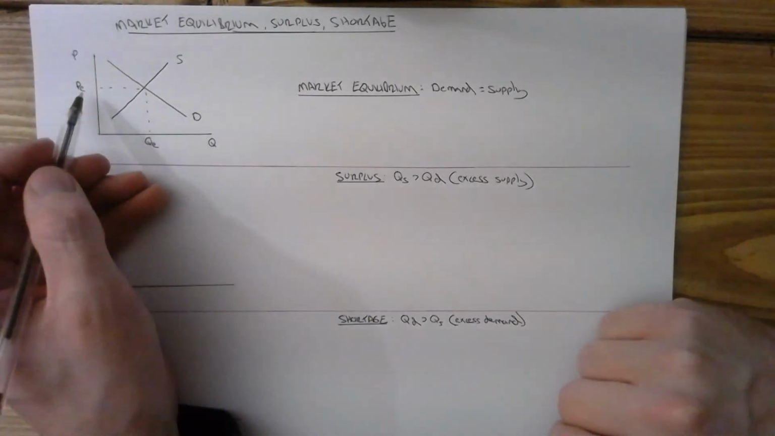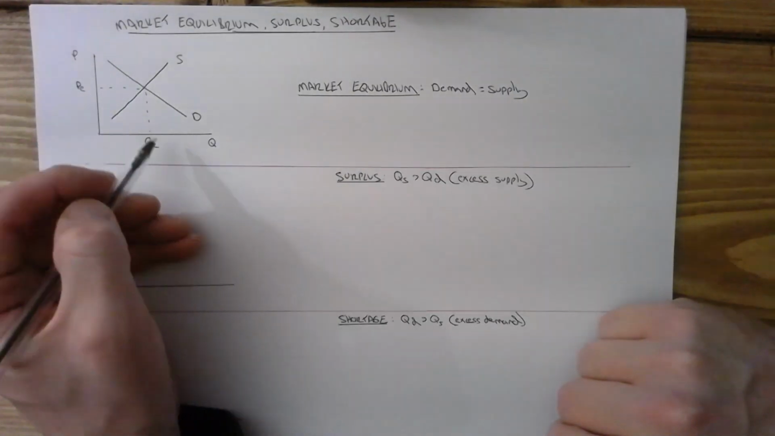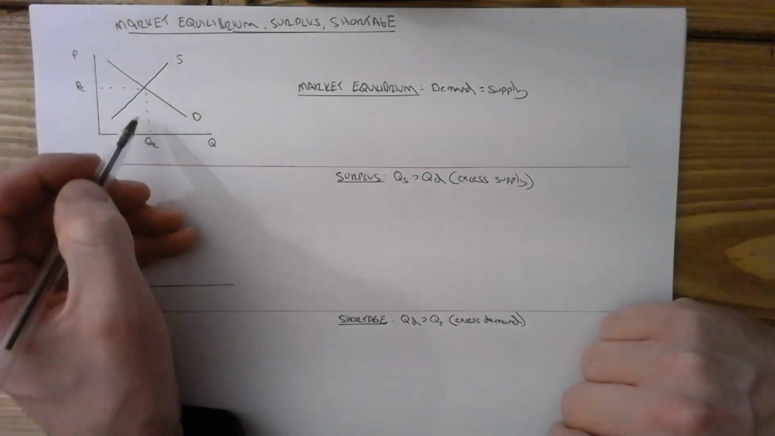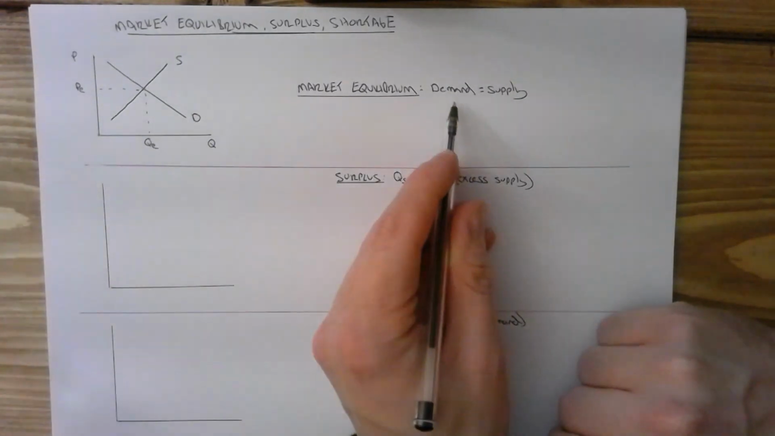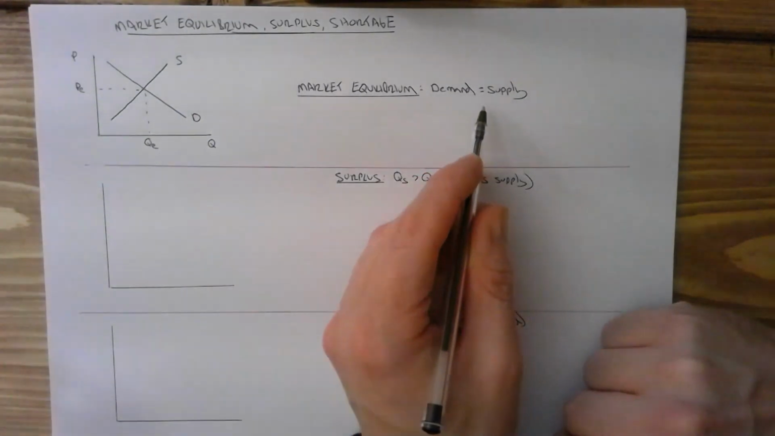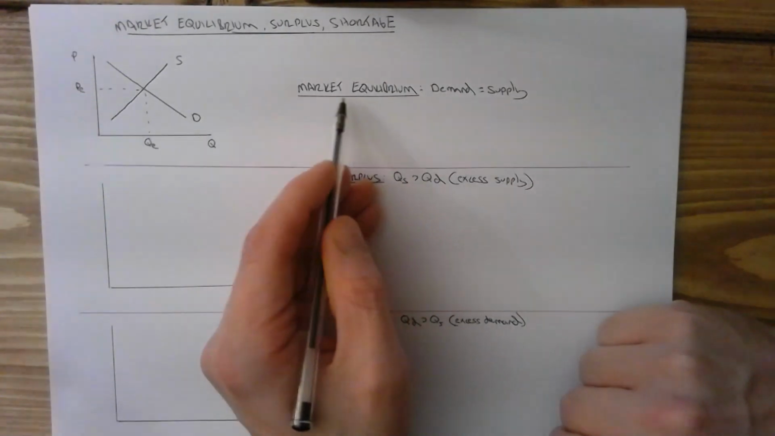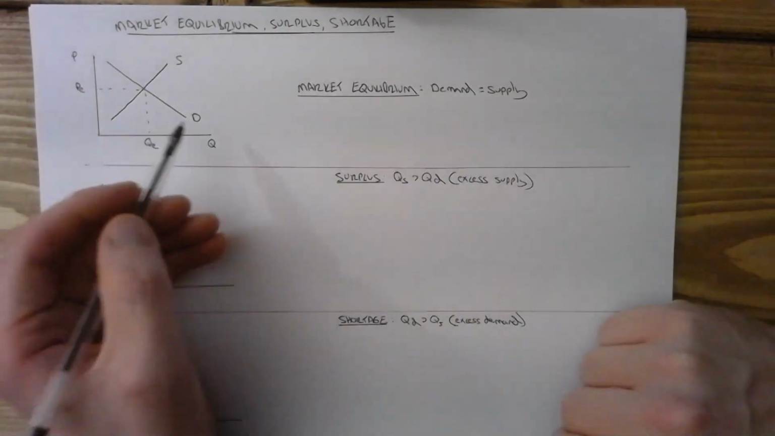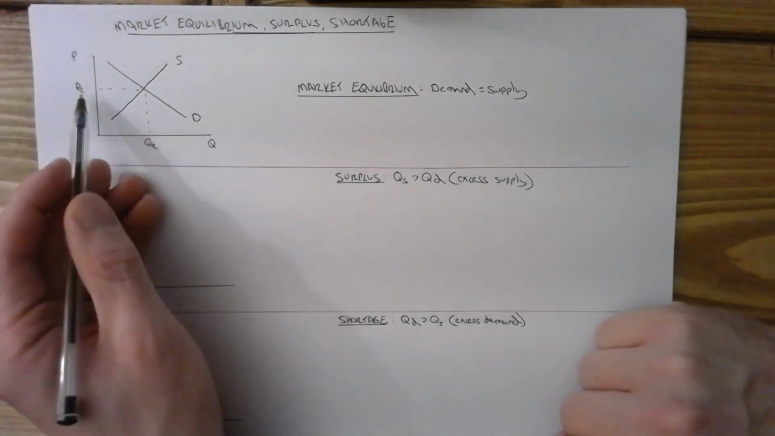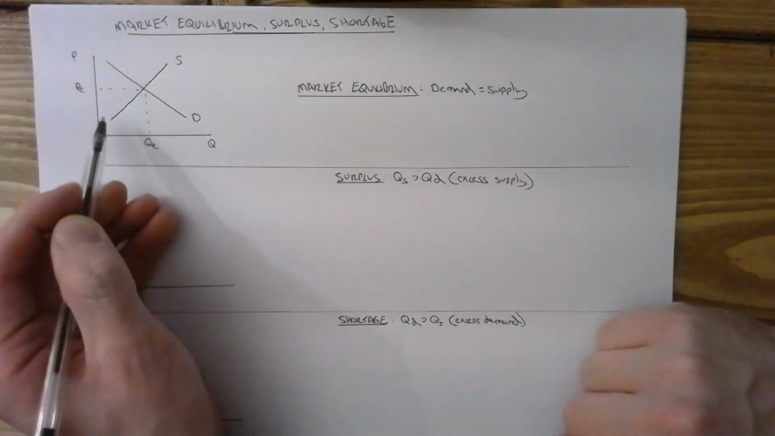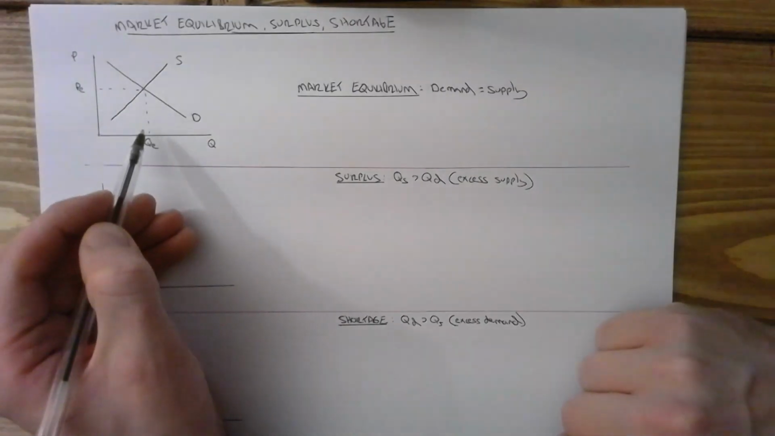And so we have here the equilibrium price and the equilibrium quantity, and this is at market equilibrium because this is where demand is equal to supply. What this means, this concept of market equilibrium, is that unless there is a change in either demand or supply, the price and the quantity will stay stable at these points here.